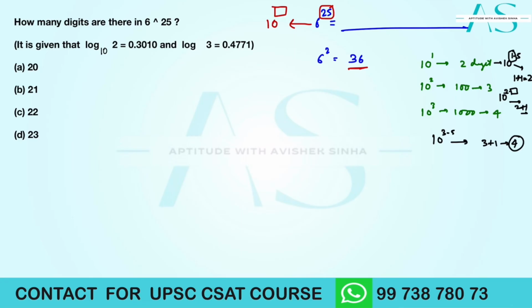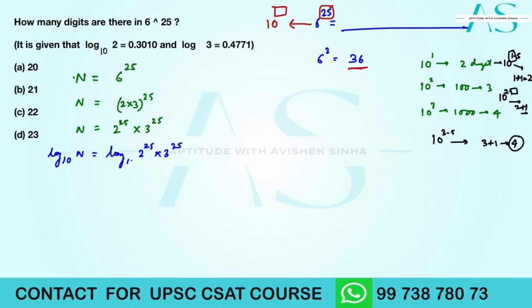Now, we will use the log function to get to this result. Okay, it is clear what we are going to do. Now, we'll say let n is equal to 6^25, and I can write 6 as 2 into 3, so n is equal to (2 into 3)^25, which is also 2^25 into 3^25. Now, taking log both sides with base 10. So log n with base 10, and this becomes log of 2^25 into 3^25 with base 10.